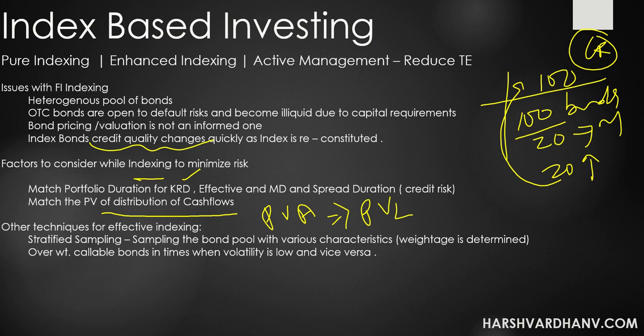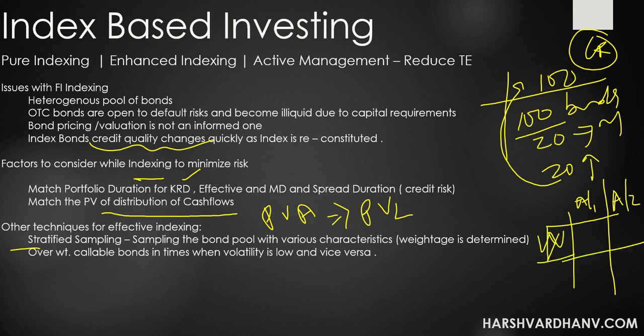There are other ways of effective indexing. Stratified sampling: if you want to mimic a benchmark and there are multiple attributes, attribute 1, attribute 2, you can assign a weight in the portfolio. So you want to invest in all bonds which are in your index and in clean energy. If the index has 5% weightage, you will invest 5% in such bonds.